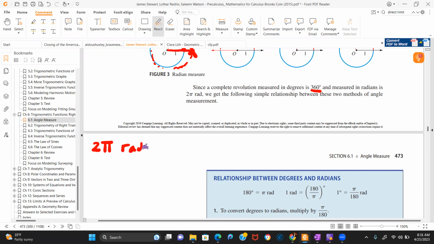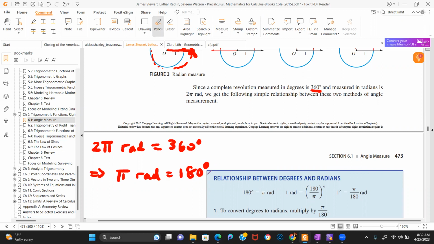So 2 pi radians is equal to 360 degrees. And then of course, when you divide by 2, you get pi radians is equal to 180 degrees. And again, should look familiar. This is kind of what we found when we were doing the unit circle approach. We found that if you start at that fixed point (1, 0) and you travel pi units around the circle, you travel halfway around the circle. And so in other words, that's the same thing as rotating 180 degrees.